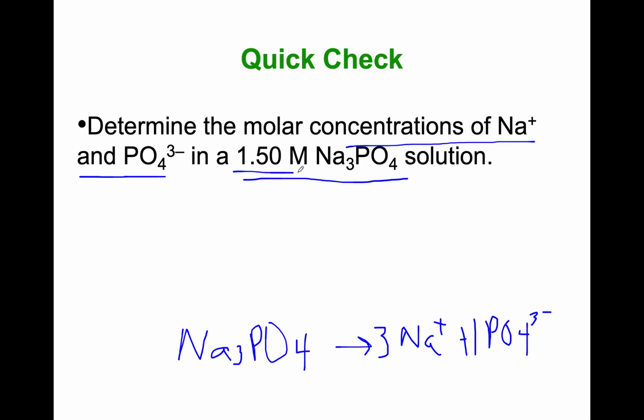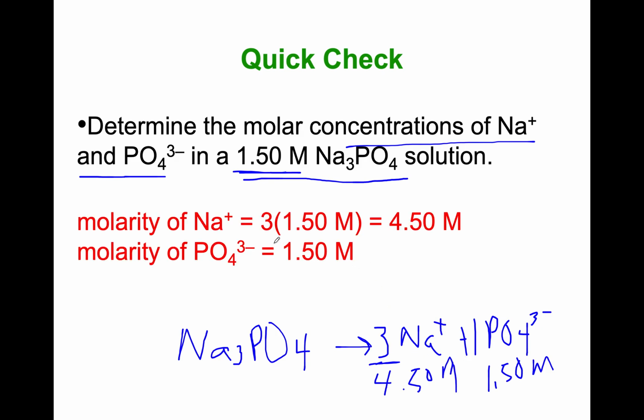And if you look, we didn't start with a 1 molar solution, we started with a 1.5 molar solution. So that's 1.5 molar phosphate. And this is 3 times that. That's 4.50 molar sodium. Another way to think about it: 3 times the concentration, 1 times the concentration, that's the concentration of the individual ions.